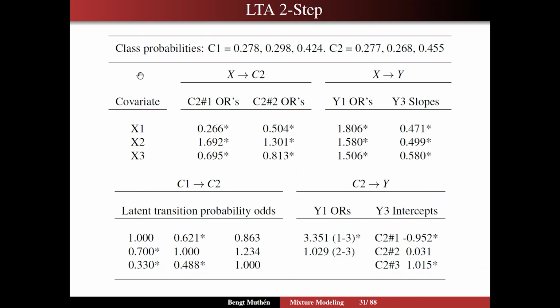And the estimates that are significant, marked with the asterisk, are the same except for one. This influence of X3 on the C2 class 2 odds ratio is significant here for 2-step, but not for BCH. It's also not significant for 3-step. So the significance for 2-step is therefore slightly suspect.